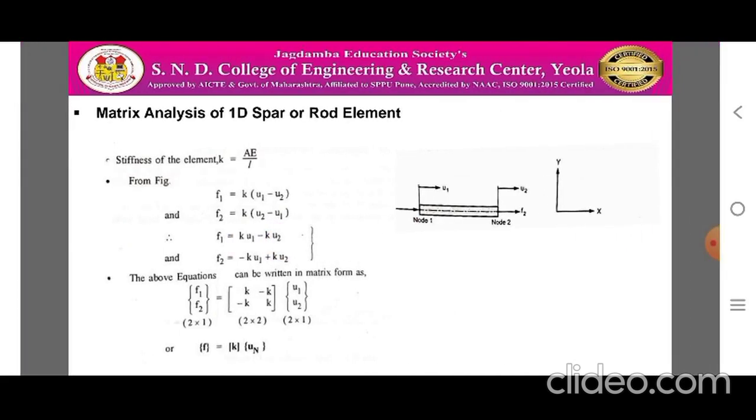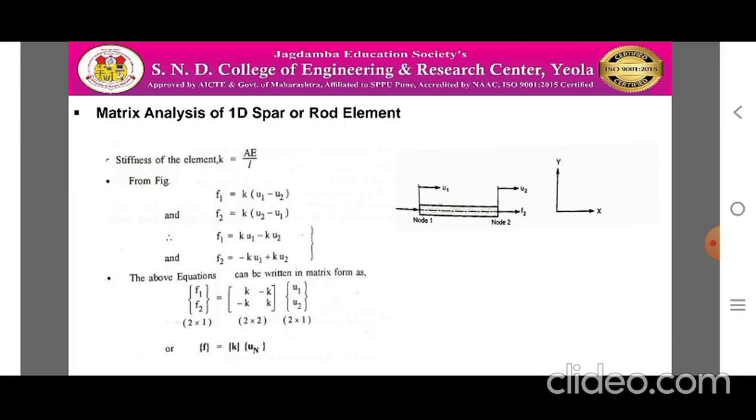We know that the stiffness of the element K is given by K is equal to AE by L, where A is the cross sectional area, E is the modulus of elasticity, and L is the length of the element. From the figure, we can say that force acting at node 1, F1, is equal to stiffness into change in deformation, that is, F1 is equal to K into (U1 minus U2). Similarly, force acting at node 2, F2, is given by F2 is equal to K into (U2 minus U1).